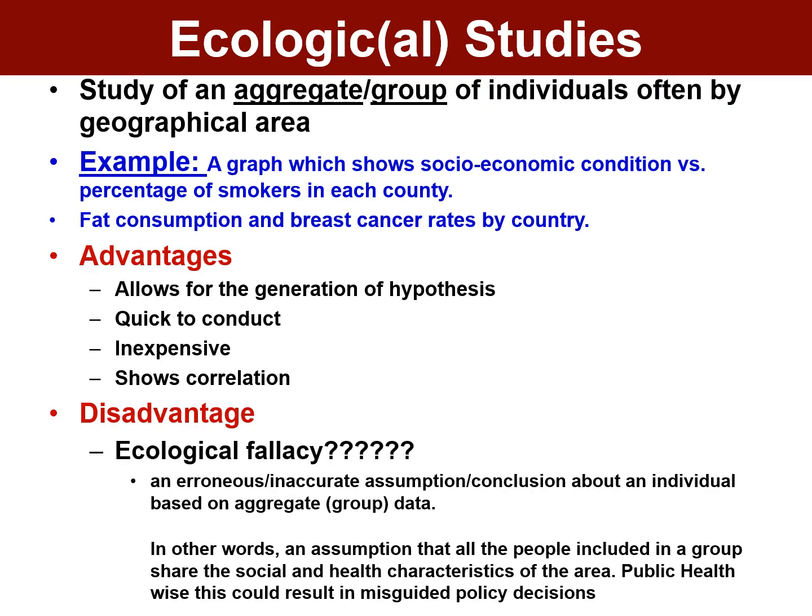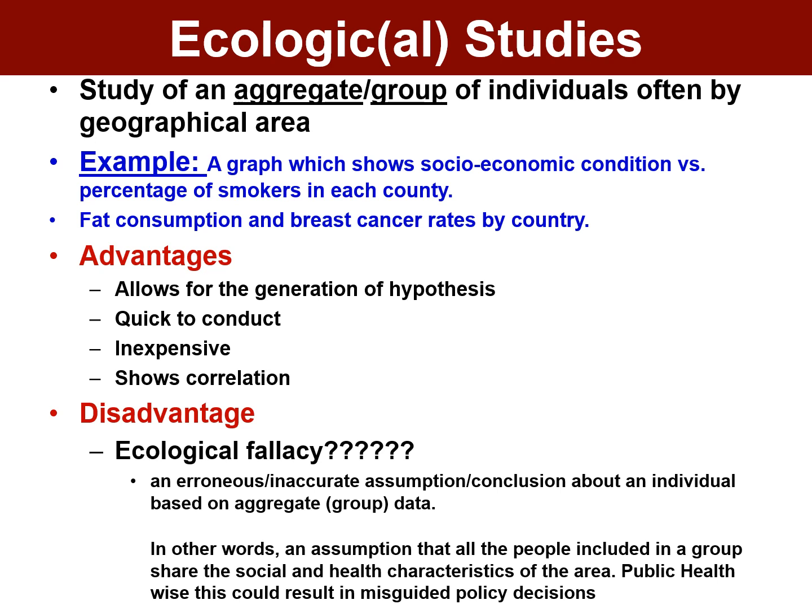As we keep moving up the scale, we have what we call ecologic studies, and some books call them ecological studies. Call it whatever you want, but it's really a study design that looks at aggregates or groups of individuals by geographical area. An example would be a graph that shows socioeconomic condition versus percentage of smokers in each county, or maybe fat consumption and breast cancer by country.